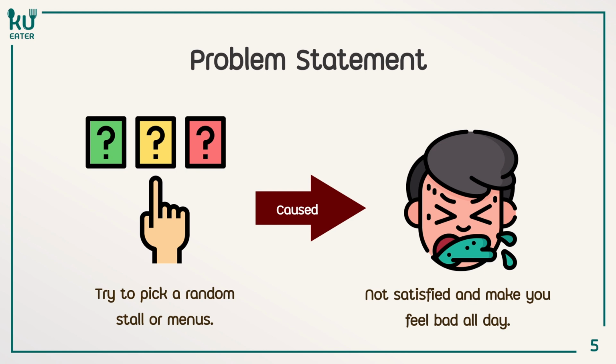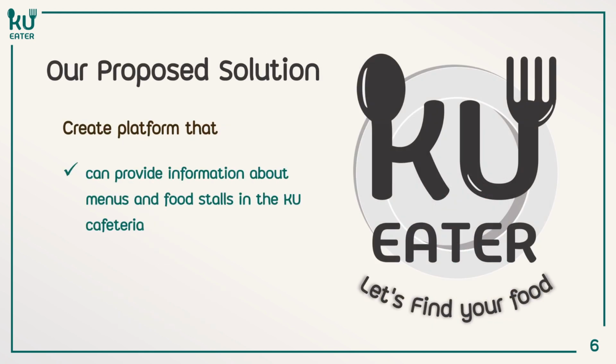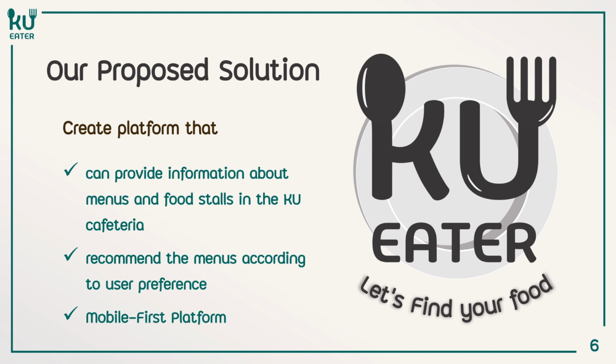So we think it would be great if we create a platform that can provide information about menus and food stores in the KU cafeteria and also recommend menus according to the user's preference. This way can help you make the best decision about a meal in university in just a few minutes on the phone.